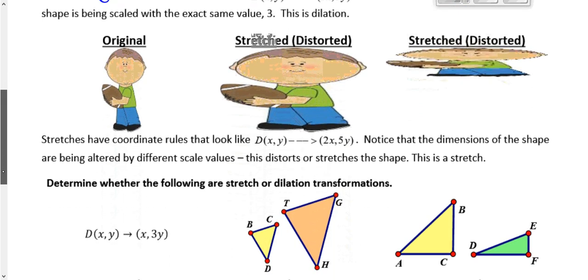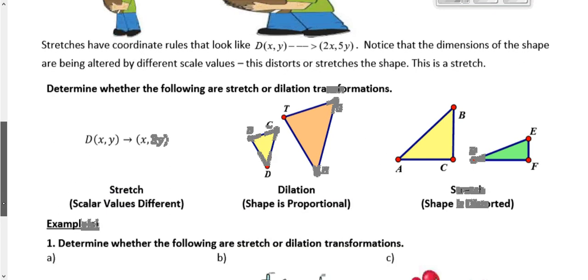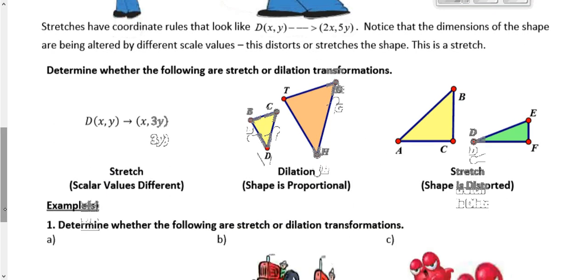You guys know the difference between stretches and dilations, right? So just real quick, if you saw it in mapping notation, dilation of x, y maps to x, comma, 3y, would that be a dilation or a stretch? Stretch. Because to be a dilation, they both have to be multiplied by the same number, don't they? The same scale factor to keep it proportional. So if either one gets multiplied by something different than the other, it's not a dilation, it's a stretch, okay?